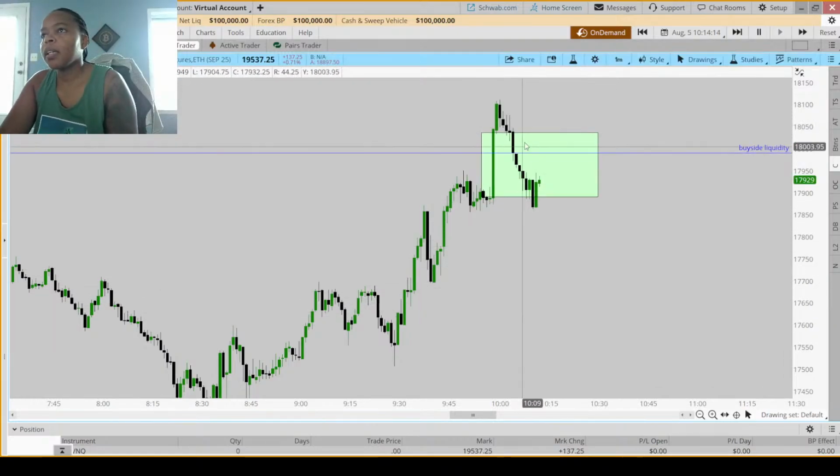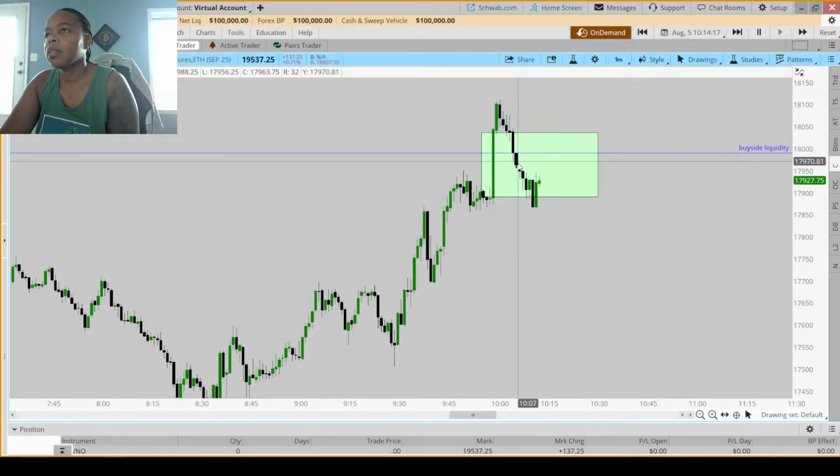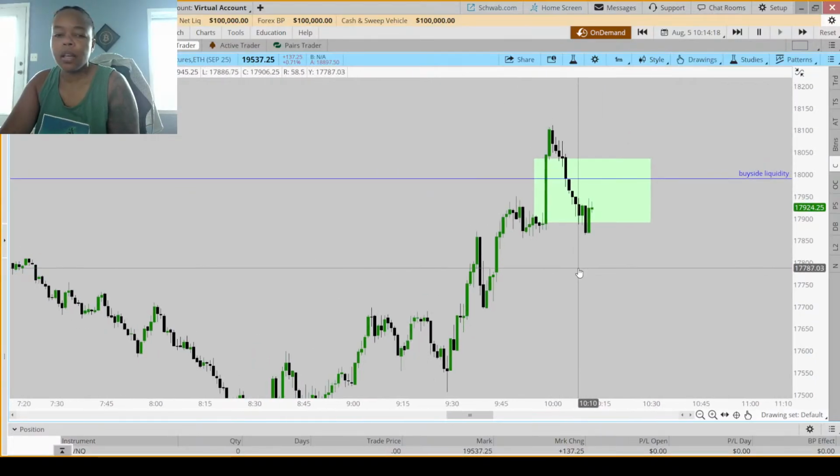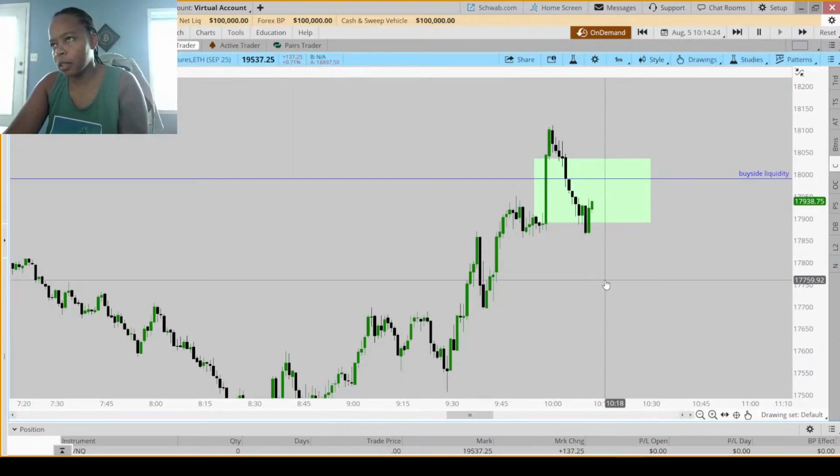I'd like to see, because if they leave this open, leave that open. So we have the 1 hour, and luckily it coincided with the 15 minutes high and low at the same time.